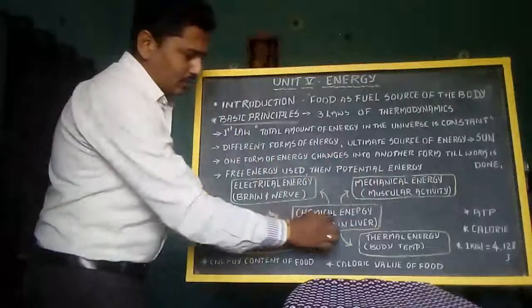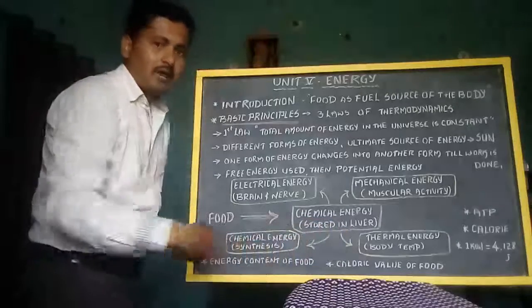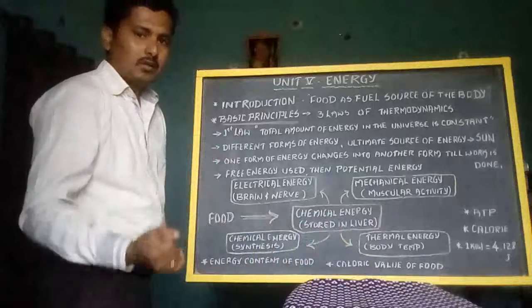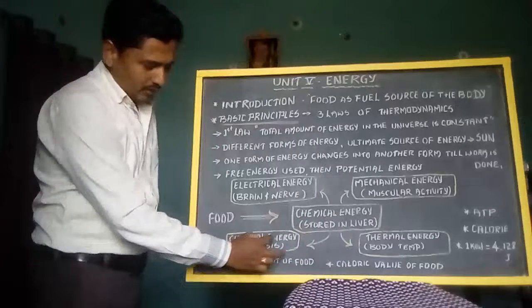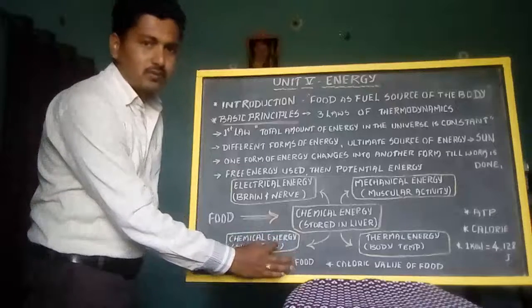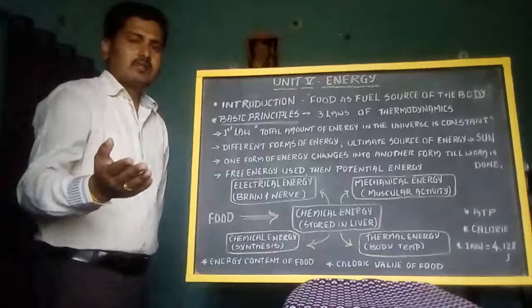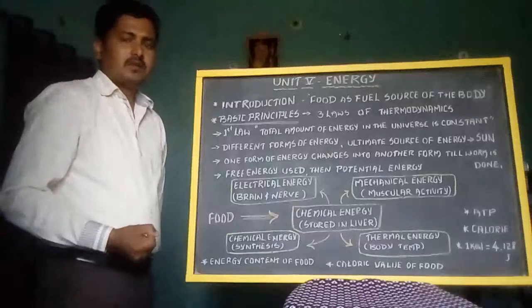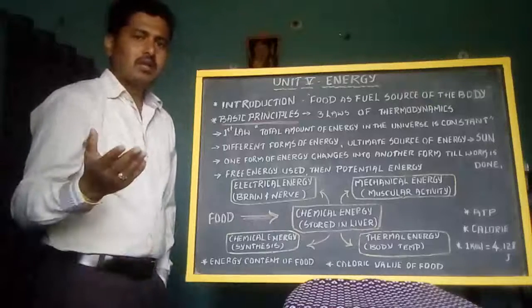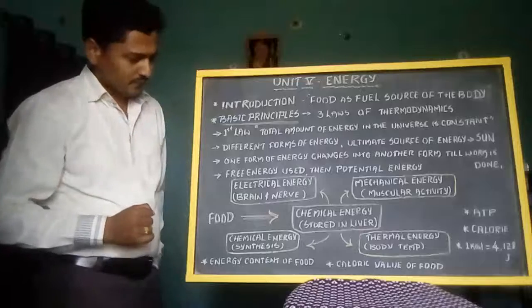Next one, some form of chemical energy, stored energy, can be utilized for the synthesis of another chemical compound. That is chemical energy. One more chemical energy in the form of synthesis process: hormone synthesis, energy synthesis, synthesis of enzymes, and synthesis of some immunoglobulins. Several things will be utilized for the process of synthesis.